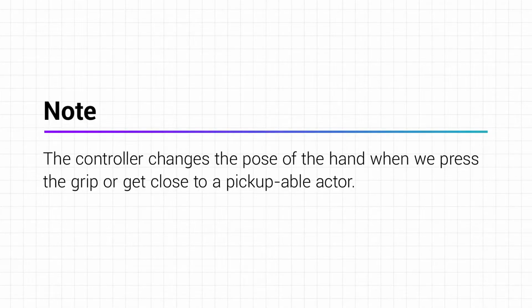The BP motion controller is already using the animation blueprint that we are adding onto. Remember that the controller changes the pose of the hand when we press the grip or get close to a pick-upable actor. Let's expand on this setup and tell the animation blueprint that we are holding a dart, so set that holding dart bool variable to true, so it can adjust the blend spaces accordingly.